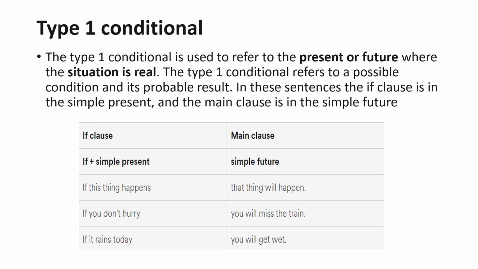Moving towards type 1 conditional, the type 1 conditional is used to refer to the present or future, where the situation is real. The type 1 conditional refers to a possible condition and its probable result. In these sentences, the if clause is in the simple present and the main clause in the simple future. For example, you can see that the if clause is with simple present and the main clause in simple future. If this thing happens, that thing will happen. If you don't hurry, you will miss the train, and if it rains today, you will get wet.